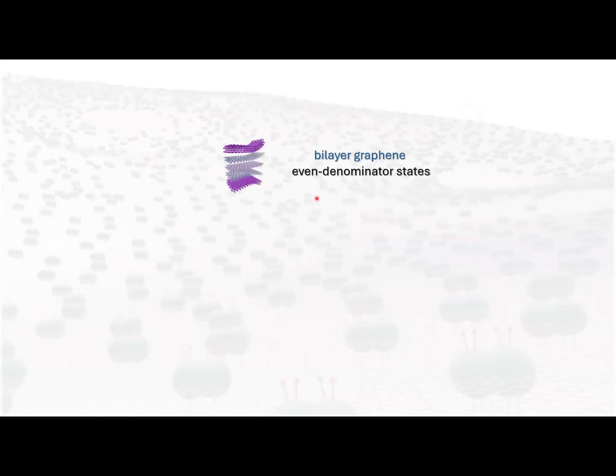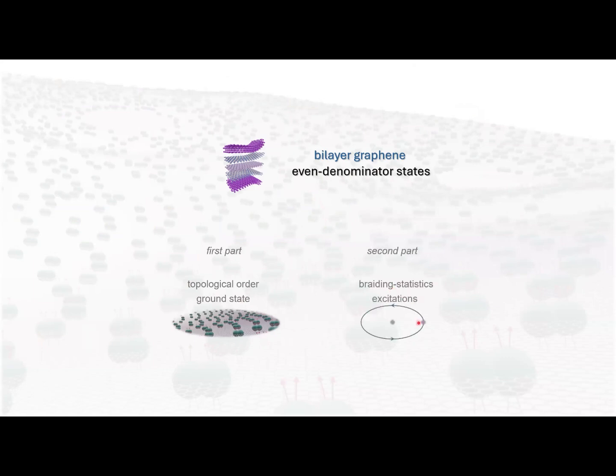Okay, so let's start. So I'll basically focus on bilayer graphene and even denominator state. The first part, I'll talk about topological order. We'll map the phase space of even denominators in bilayer graphene. And on the second part, we'll talk about the excitation and the braiding statistics.